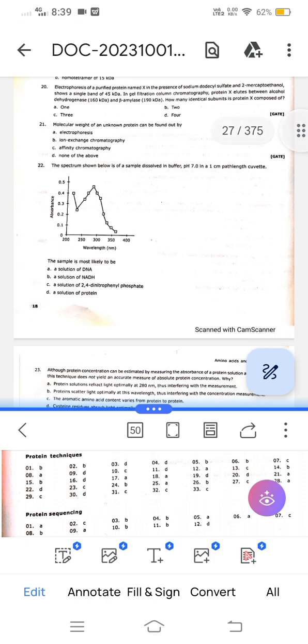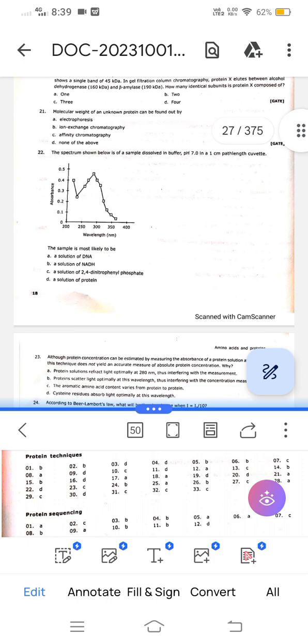A spectrum shown below is of a sample dissolved in buffer pH 7 at 1 cm path length cuvette. The sample is most likely to be 22D, a solution of protein.